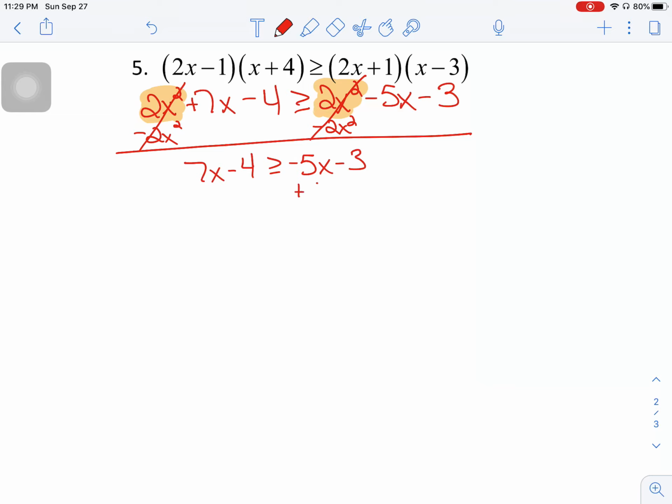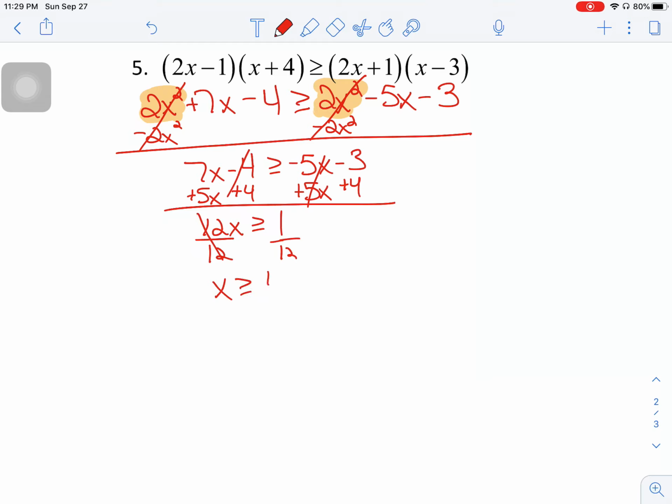I'm going to go ahead and add 5x to both sides. I'm going to add 4 to both sides. Okay? So let's see, 12x is greater than or equal to 1. Divide both sides by 12. I'm dividing by a positive, so I don't have to worry about the inequality sign shifting. Okay, it doesn't move at all.